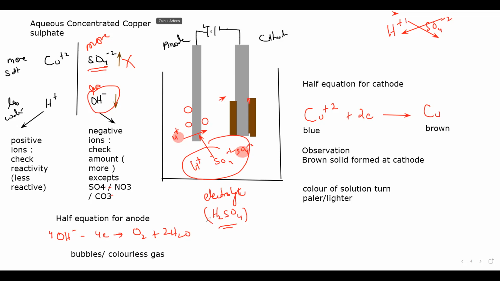You will find in exam almost every year they are asking a question regarding this electrolysis of aqueous concentrated copper sulfate using platinum or graphite electrodes. So you should learn these observations. There will be a brown solid, the solution will get lighter, and we'll also observe bubbles of oxygen.